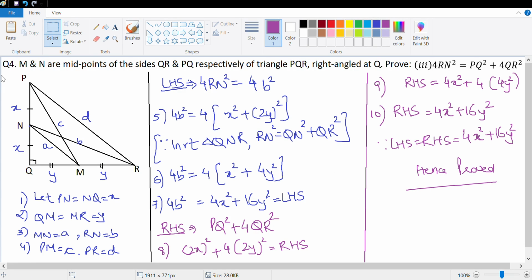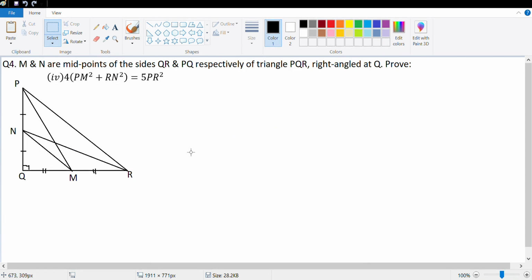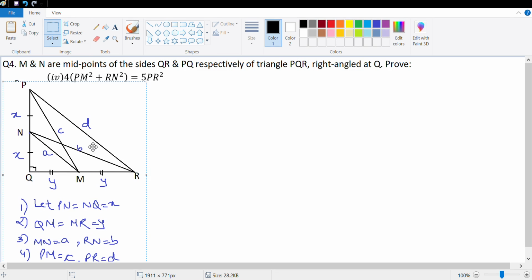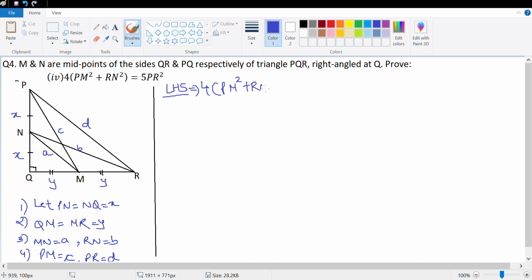Let me just copy this assumption so that I don't have to write this again. Perfect. So let's look at the last part of this question. The last part of this question says prove 4 times PM square plus RN square is equal to 5PR square. Let's work with the left hand side. The left hand side is equal to 4 times PM square plus RN square, which is equal to 4 times PM is equal to C square, because PM is C, and RN is equal to B.